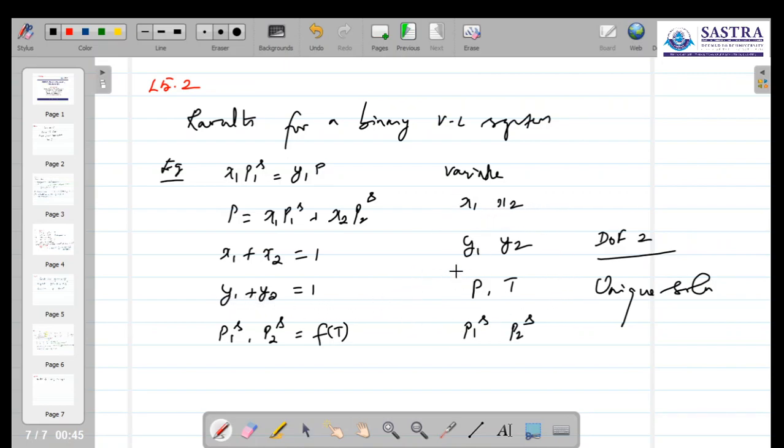So that's our understanding. We stop it here, and in our next lecture we will take the same example of the extension of Raoult's law for a binary component system, and we'll see how to make use of this relationship to generate the vapor liquid equilibrium data.